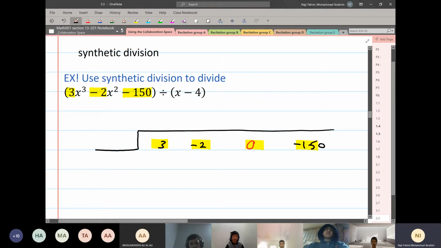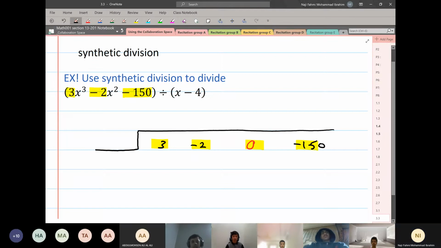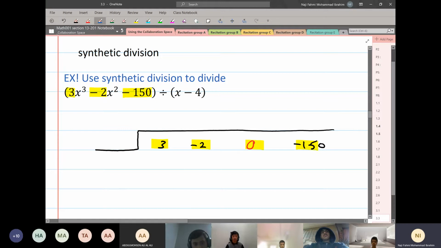So why did I put this 0, Shabab? The red 0, why did I write it? It's the coefficient of what? x, because the x power 1 is missing. Now, this x minus 4, what do we call it, Shabab? We call it the divisor.